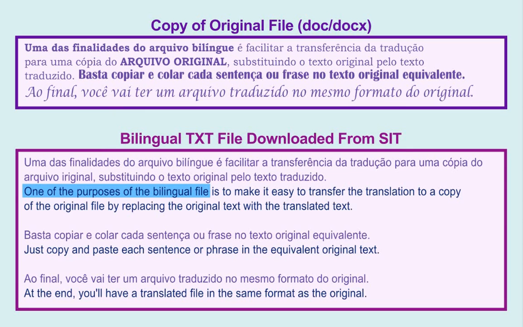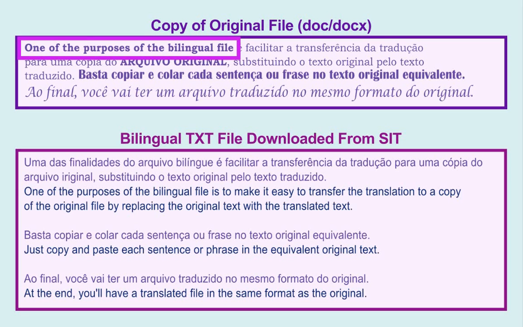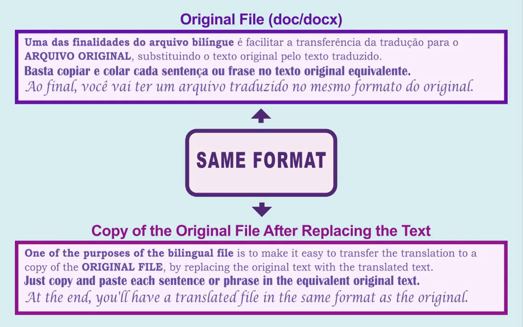To show you what I'm talking about, I'll select and copy the first part in the translated file, one of the purposes of the bilingual file. Next, I'll select the equivalent of this sentence in the original text and paste the translation. See how the original text has been replaced by the translated text and the original formatting has been retained. Now, I'll copy and paste the other parts of the text, and as soon as I'm done, bingo, the fully translated paragraph is identical to the paragraph in the original language.